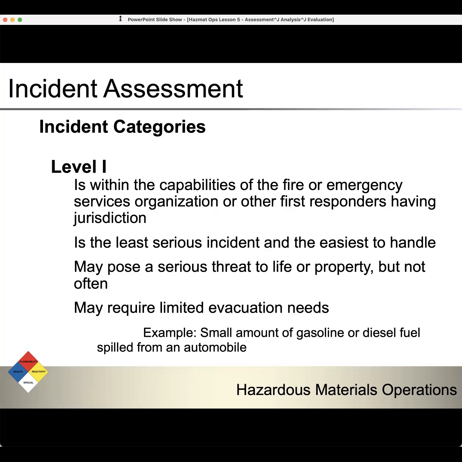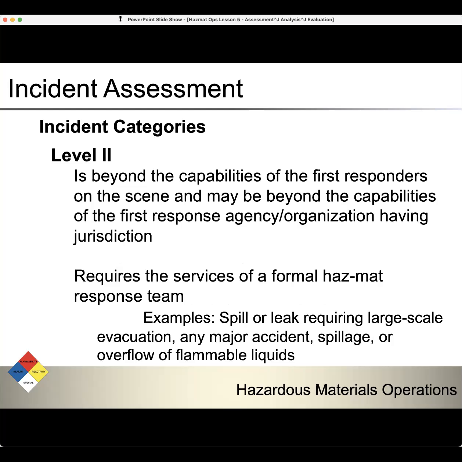Remember, a small amount is less than 52.83 gallons. So anything less than a 55-gallon drum, less than a small saddle tank on a truck. And so this is something that your response organization, your fire department, should be able to manage without requesting any further resources. That's a level 1.